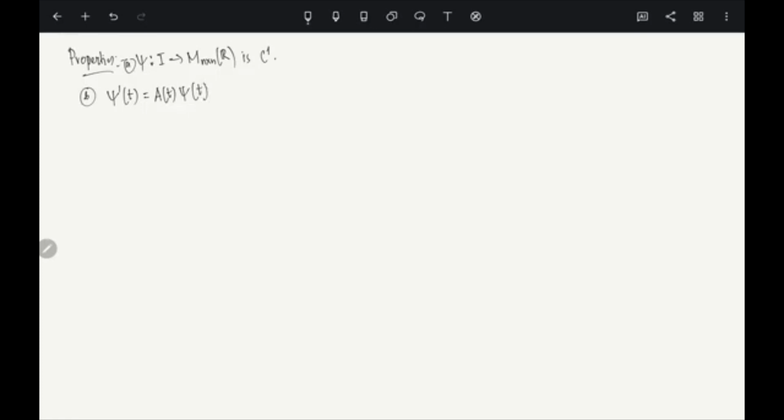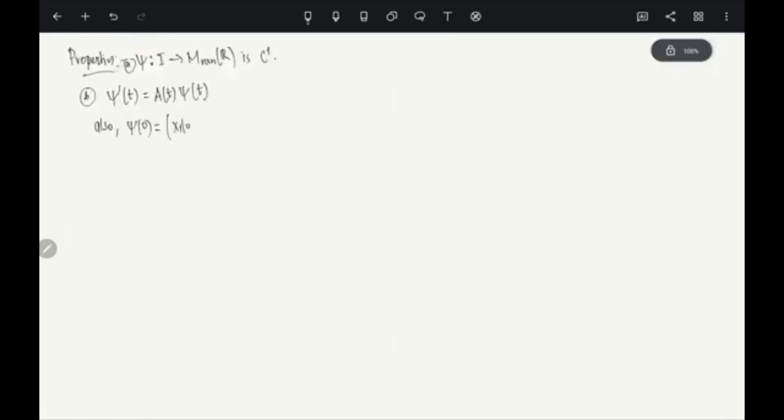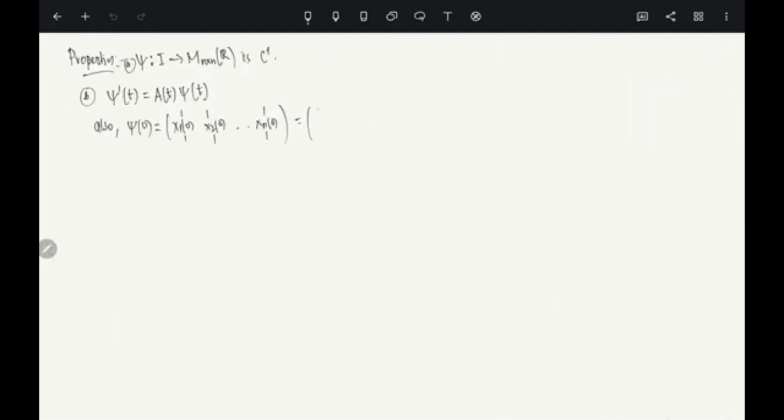If you check this part, do you realize what phi of 0 is? Phi of 0 is nothing but x1 at the point 0, x2 at the point 0, and xn at the point 0. What is phi 1 at the point 0? It is nothing but e1. So the first vector is 1 0 0 0, the second one is 0 1 0 0, and the last one has everything 0 and a 1. So basically it is nothing but the identity matrix.